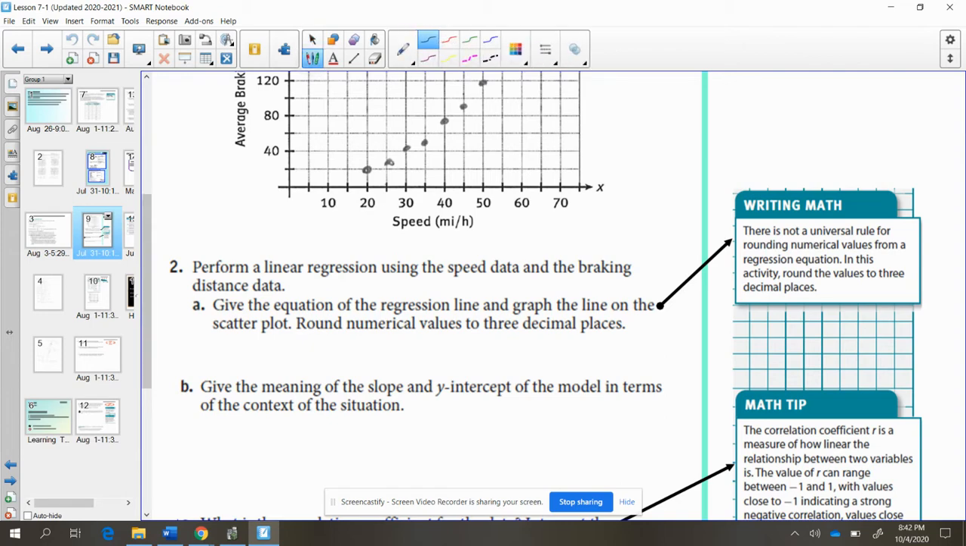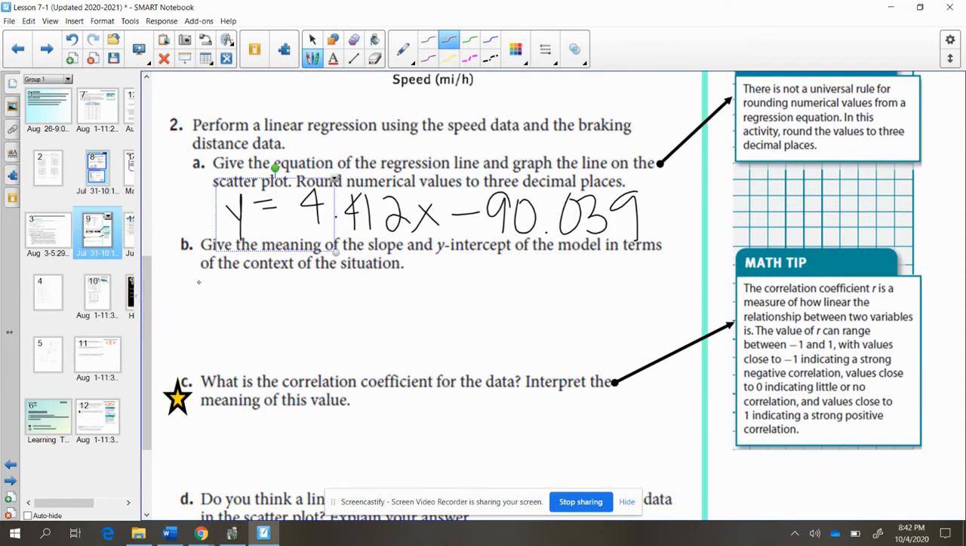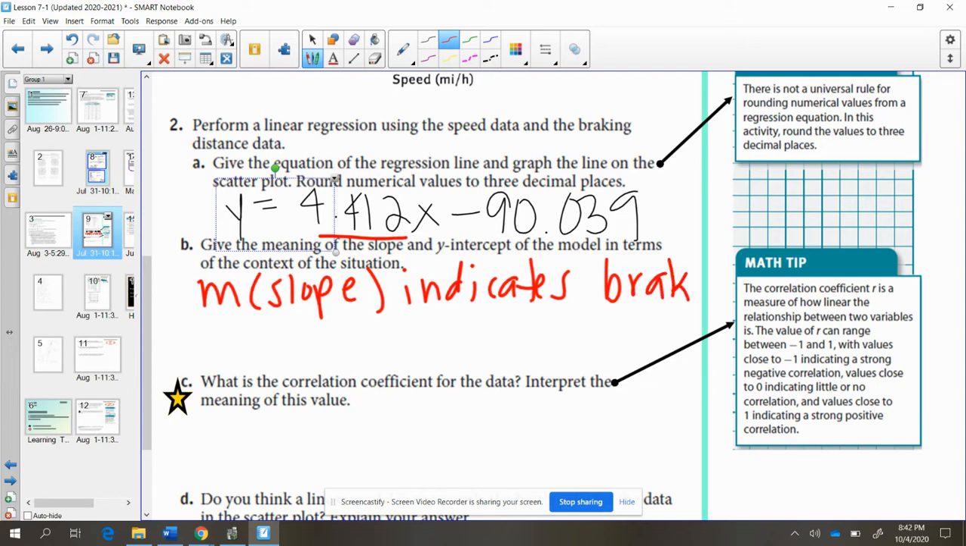So if we write this here, we see that this linear equation is a times x minus b, really 90. And if we try to interpret this, what we're saying is that our slope, our m, indicates that braking distance increases about 4.4 feet.